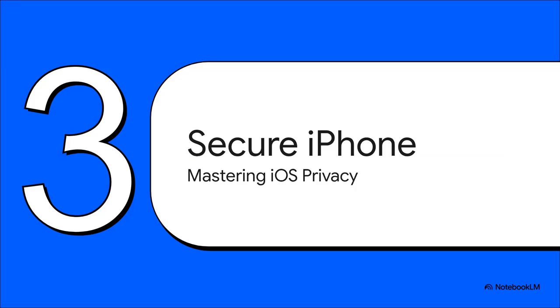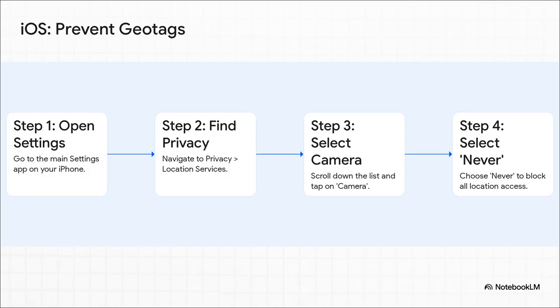For all the iPhone users out there, listen up. Apple actually bakes some really powerful privacy tools right into iOS, and we're going to show you exactly how to use them. Honestly, the single most effective thing you can do is to just block the camera from ever accessing your location in the first place.